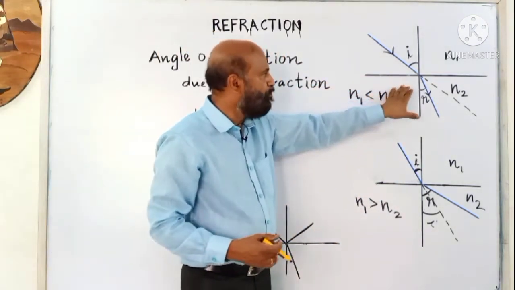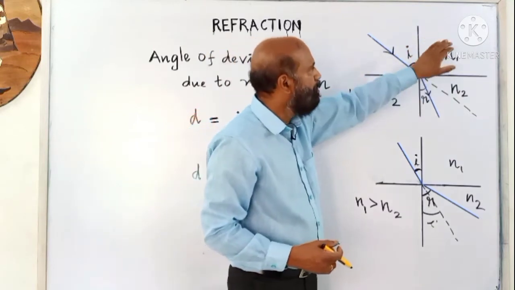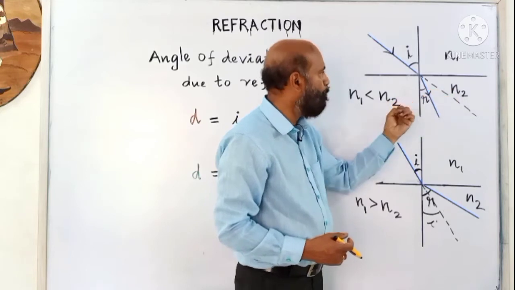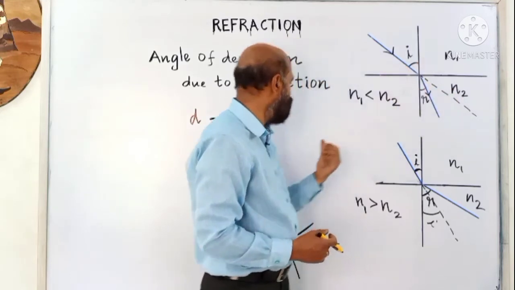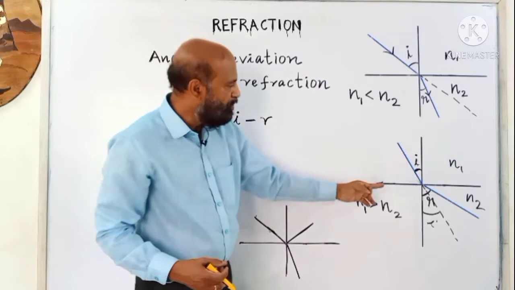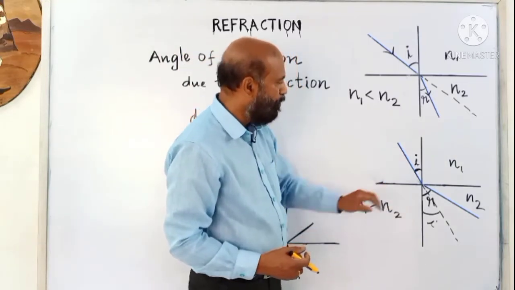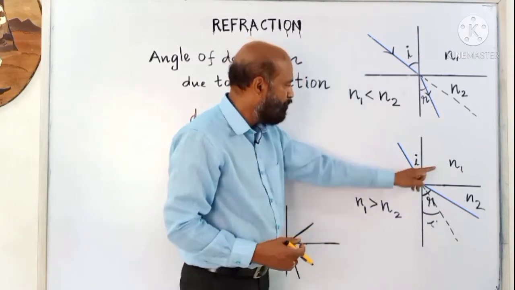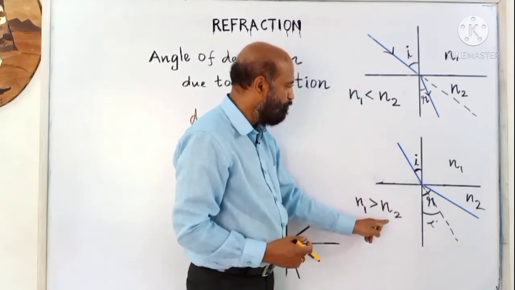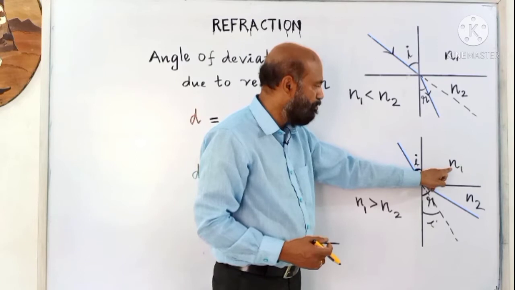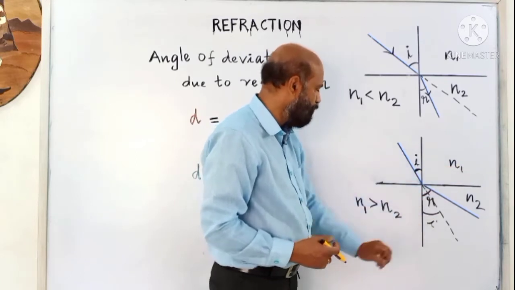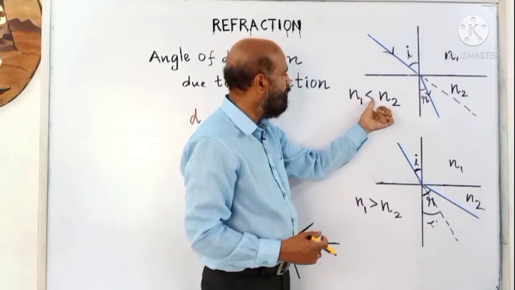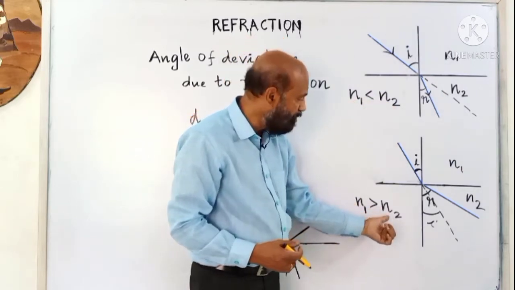Here light is traveling from a rarer medium to a denser medium. So the light is bent towards the normal. Here I is more than R, so I minus R. In this other case, light is traveling from a denser medium to a rarer medium. So n1 is greater than n2 here, denser medium to rarer medium. In the earlier case, rarer medium to denser medium, so n1 is lesser than n2.